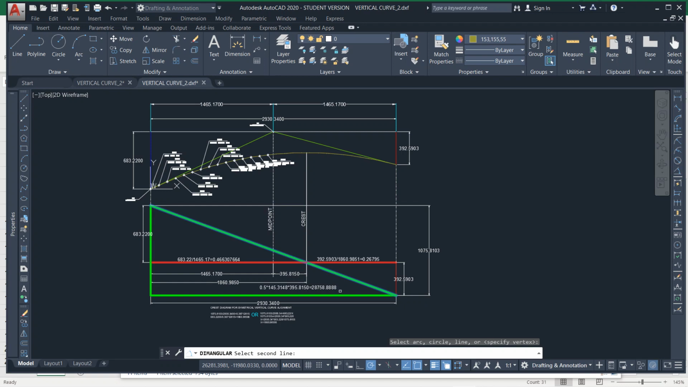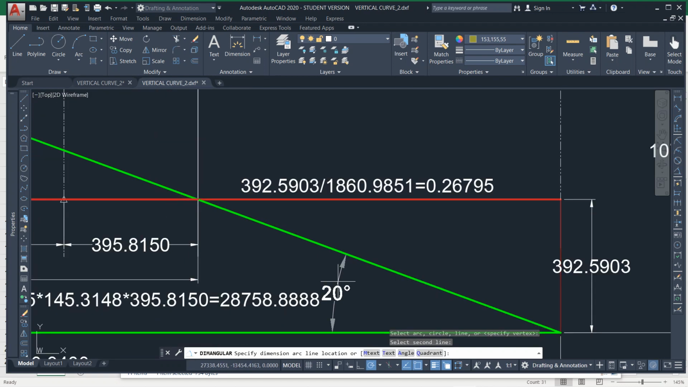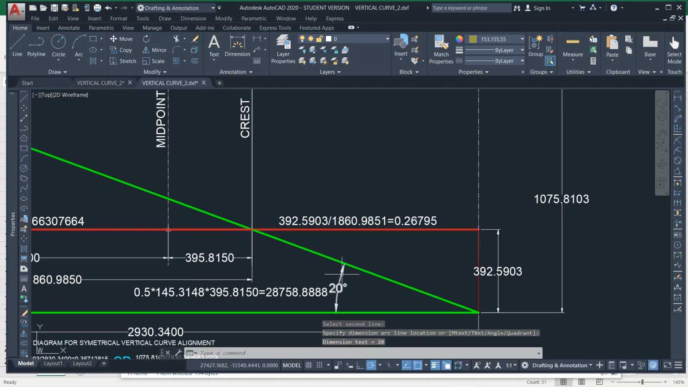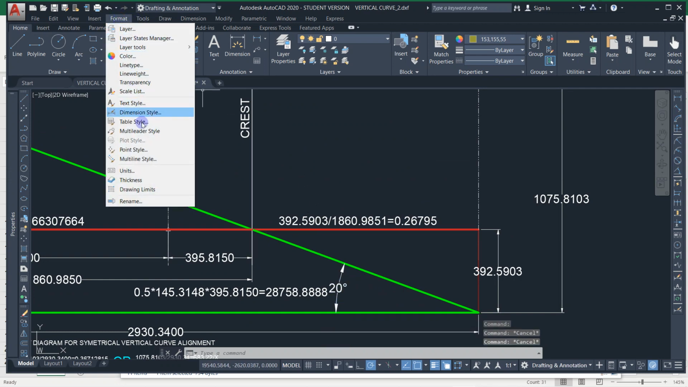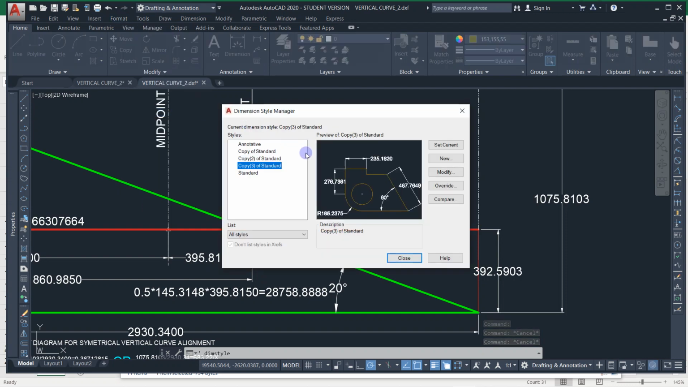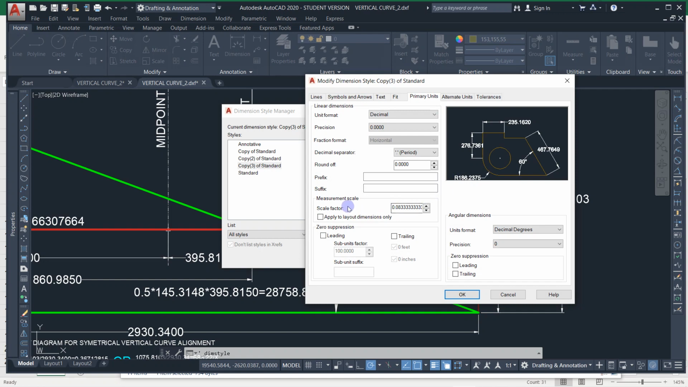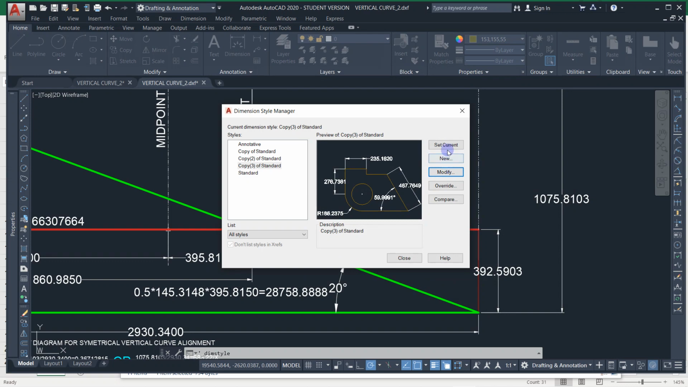This angle right there is 20 degrees. I don't know if it's 20 degrees. Let's take a look in the format dim style. I was just working with AutoCAD, trying to refresh my stuff with AutoCAD. So that's what this is, the program. This is the project that I picked. And then decimal degrees, precision, let's go 4 decimal places. Okay. Set apply, set current, and then close.